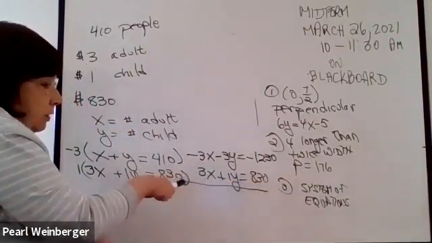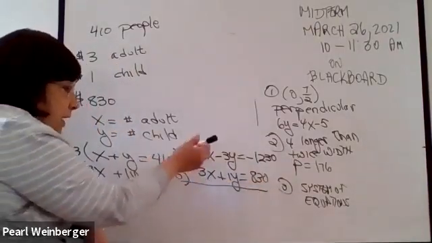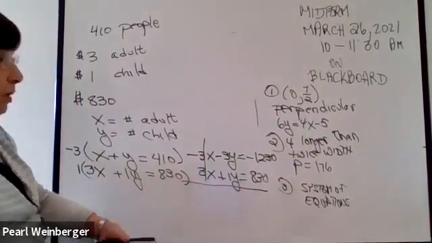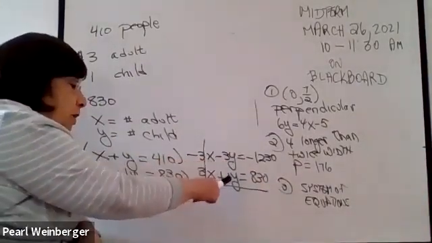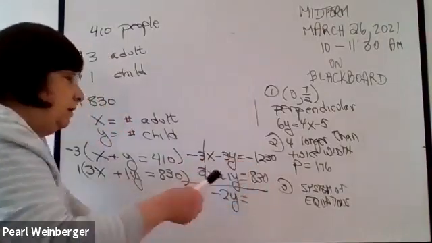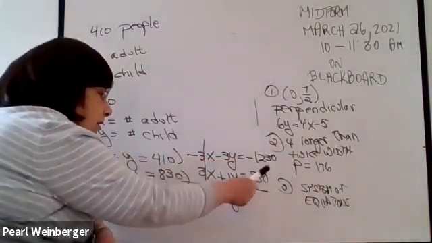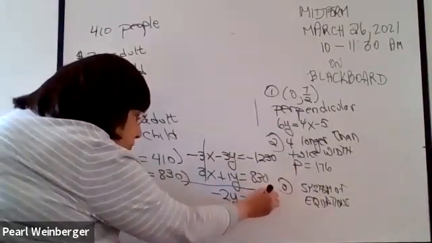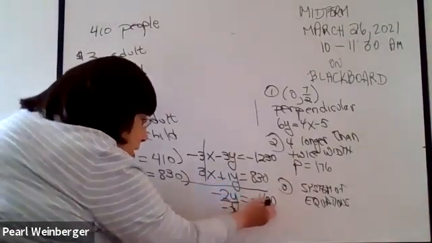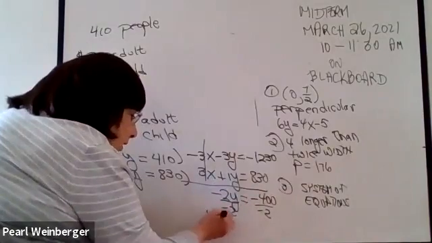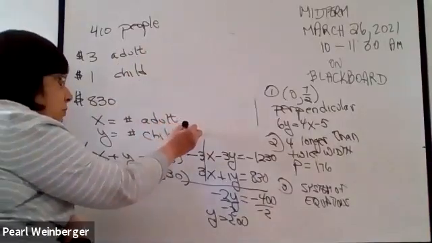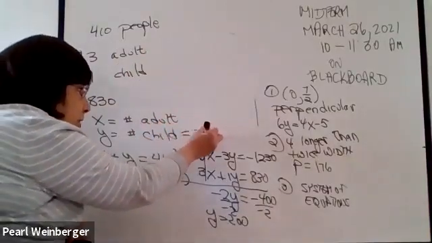When I add these two equations down, the -3x and the +3x are eliminated. That's the whole point of it, to get rid of one of the variables. The -3y plus 1y gives me -2y. And the -1230 plus the 830 gives me -400. And then if I divide by -2, I get y equal to 200. So the number of children that were at this play were 200.